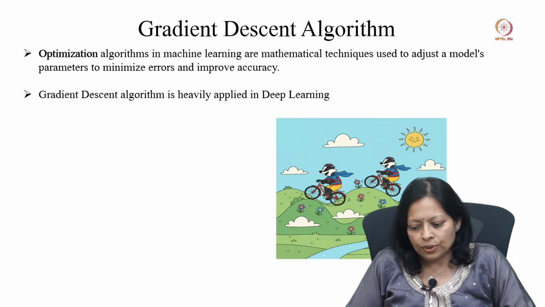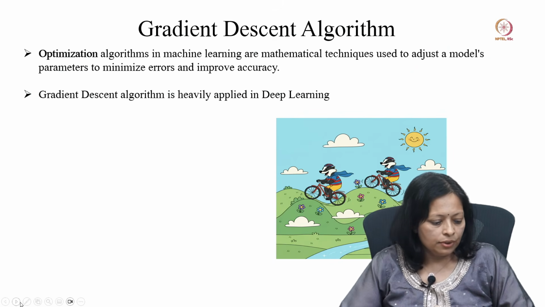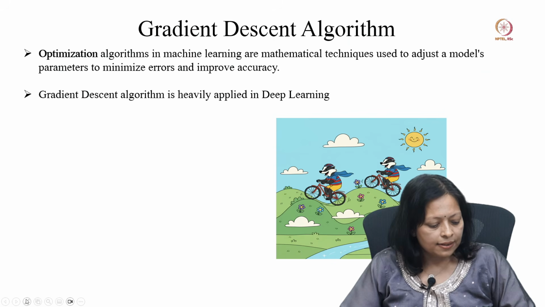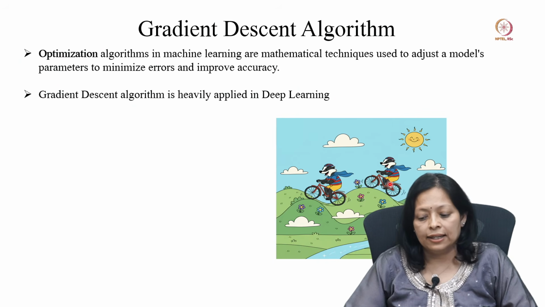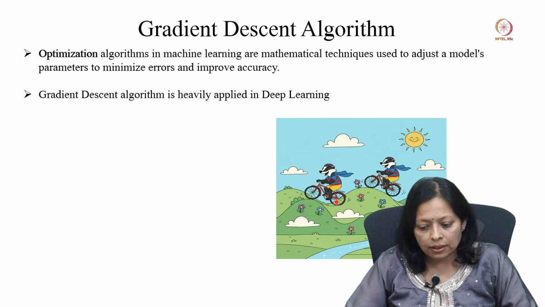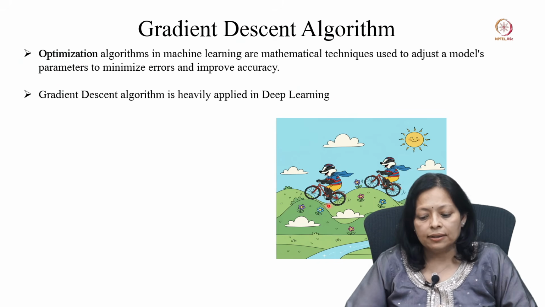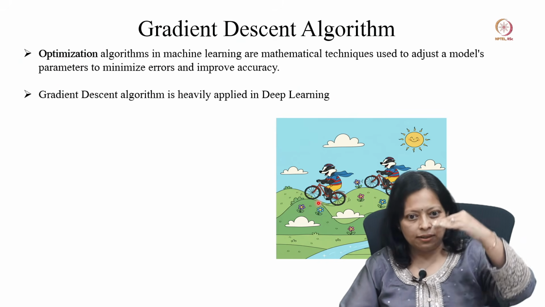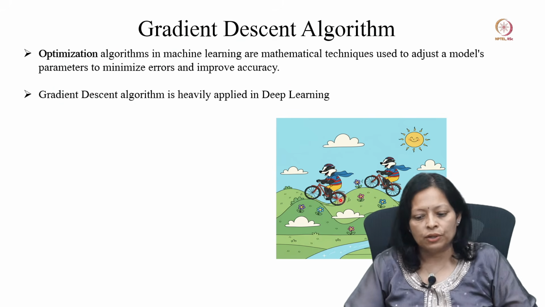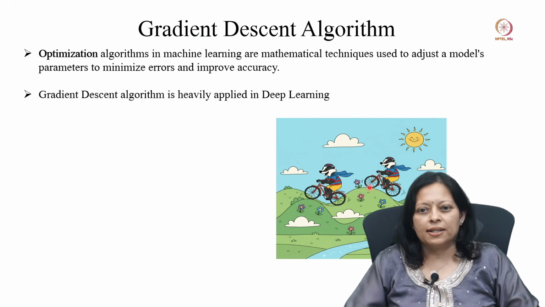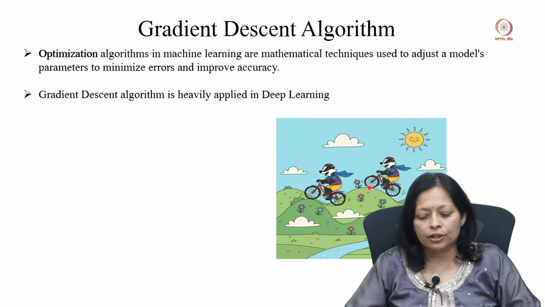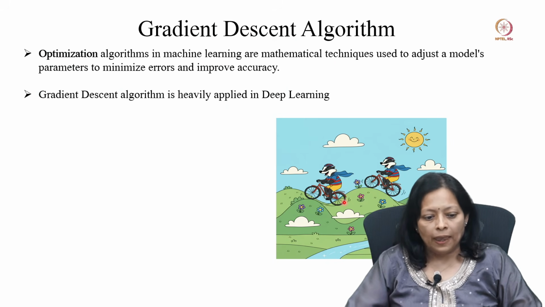So we have a cartoon here. If we look at the cartoon, there is a cyclist at the top of a hill, and he wants to come down to a point where it is not a hill, from the top to the bottom. He cannot see the entire landscape, he just sees what is there below his foot, or he can feel that, and he wants to come down.